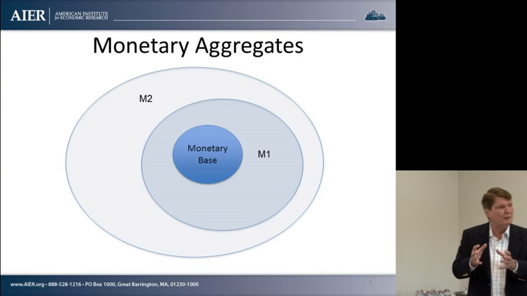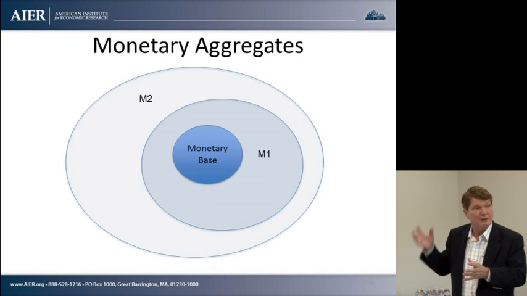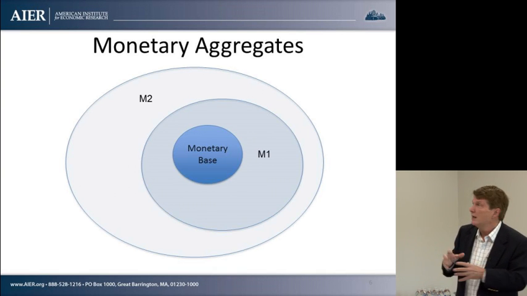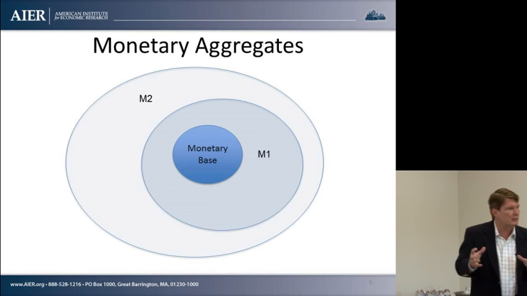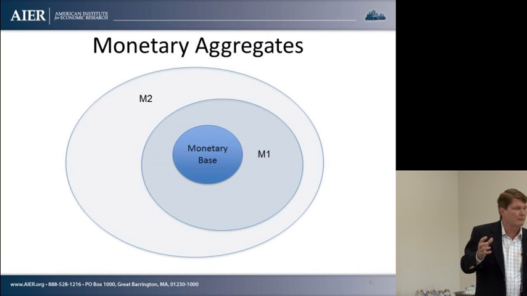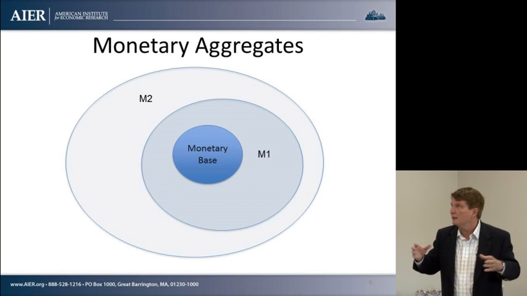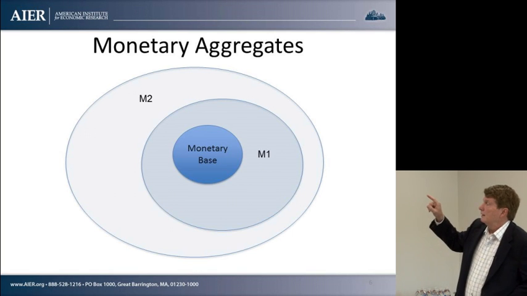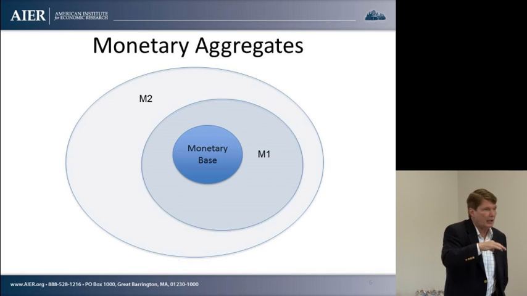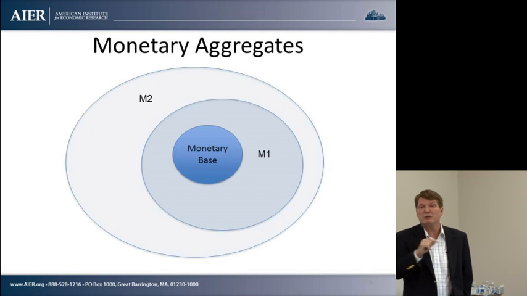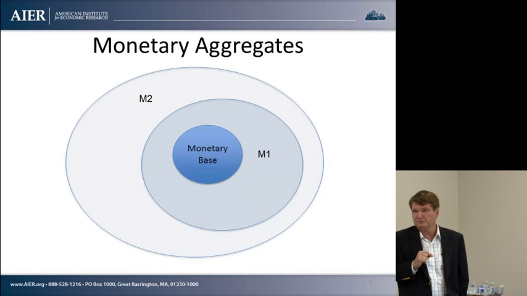M1 includes everything in the base and some other stuff like checking accounts. M2 includes everything in the base and M1 and some other stuff like savings accounts, right? So this is sort of an expanding thing, but these different accounts, like checking accounts, savings accounts, whatever, they all have different reserve requirements by the Fed.